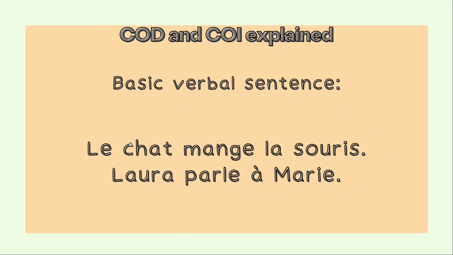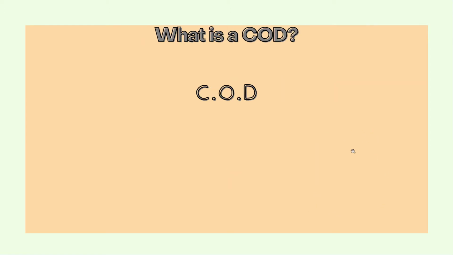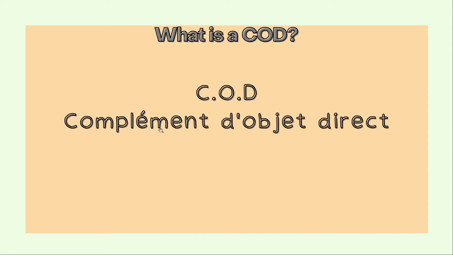So those two sentences are verbal sentences, meaning there is a verb in the sentence. And attached to that verb, we also have what we call le complément. So it can be direct or indirect. Let's focus on the direct objects first, which are the CODs. COD stands for complément d'objet direct, the direct object.